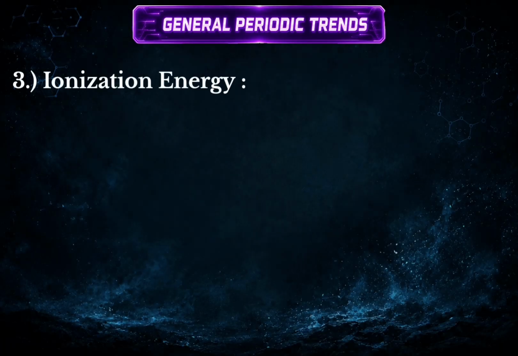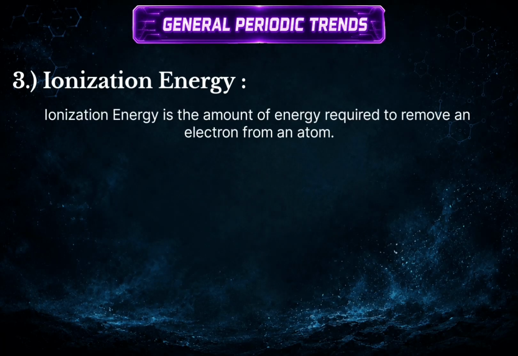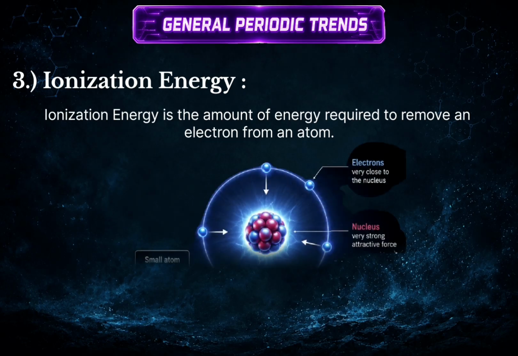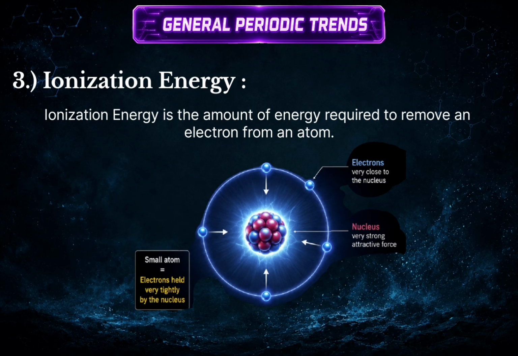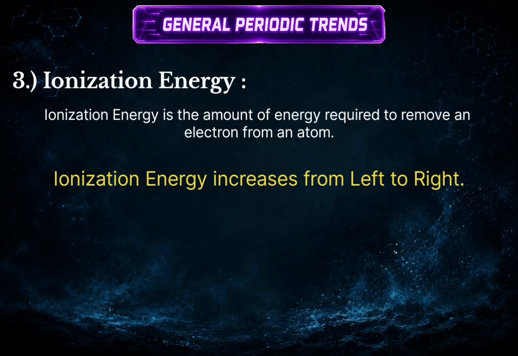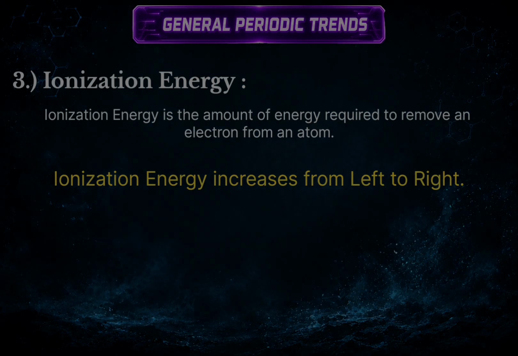Now let's move to our third trend. Ionization energy is the amount of energy required to remove an electron from an atom. Think about it. If an atom is small, its electrons are held very tightly by the nucleus. Removing one of those electrons becomes difficult. Since atoms become smaller as we move from left to right, the nucleus holds the electrons more strongly. So more energy is required to remove an electron. Therefore, ionization energy increases from left to right.